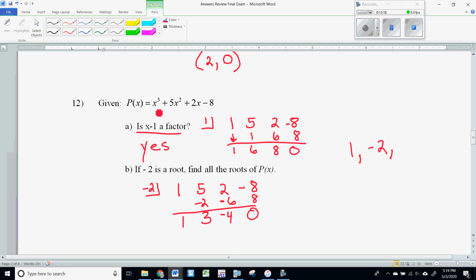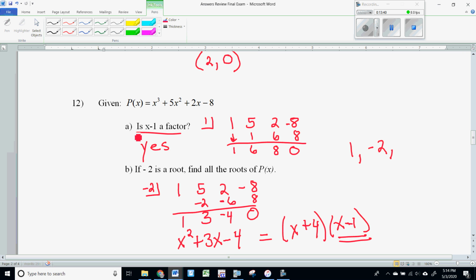Now I need to find the other one by the fundamental theorem of algebra. This is a cubic, so I need 3. So down here, this would be x squared plus 3x minus 4, which if I factor that, I will get x plus 4, x minus 1. And here you can see that factor that I got from the first one, showing that yes, it is a factor. So if my factor is x plus 4, my other root is negative 4.